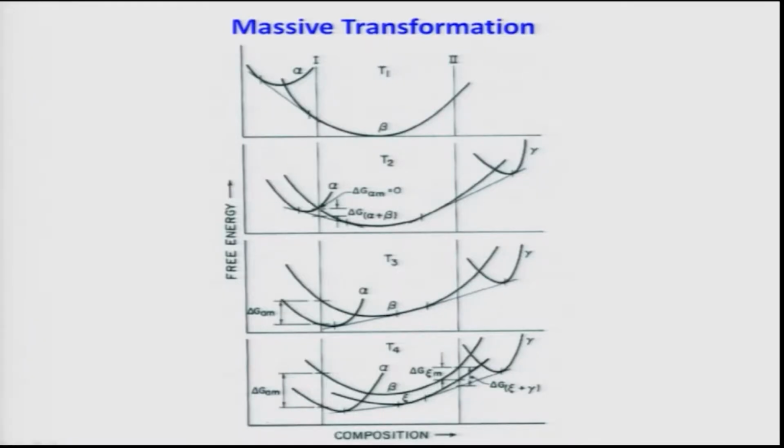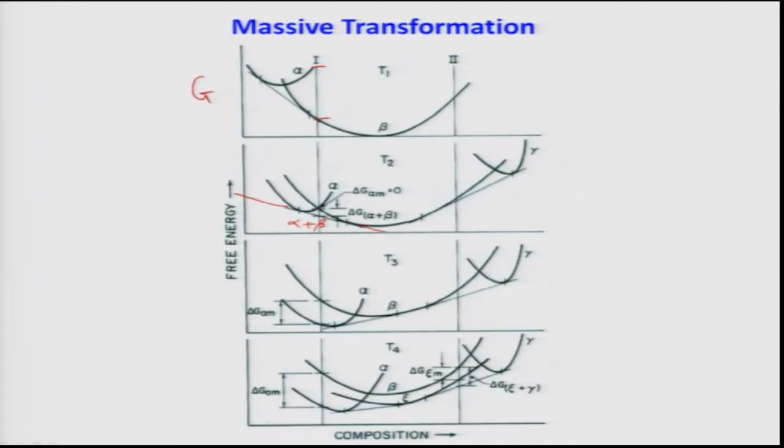But let us look at the diagrams very carefully here. If I have to transform beta to alpha, it is impossible at T1. Why? Because there is no driving force available. Very clearly, the driving force available to transform beta, because this is G, is positive. So therefore, it will never transform. Only when you cool down to T2, it will have an alpha plus beta mixture. You see here, this is the common tangent, so an alpha plus beta mixture will be stable.